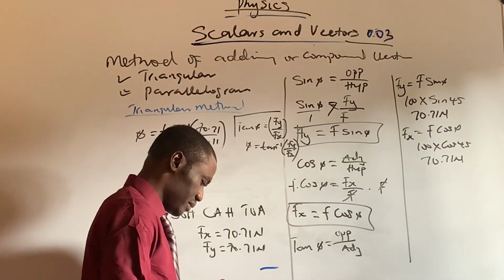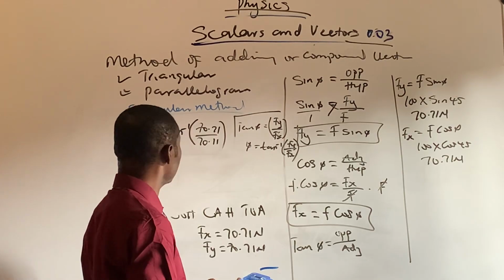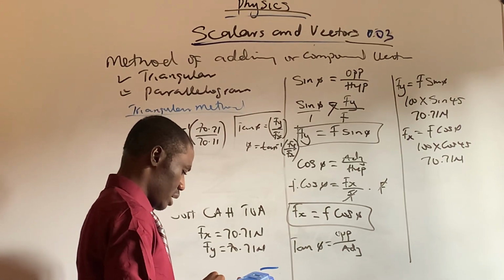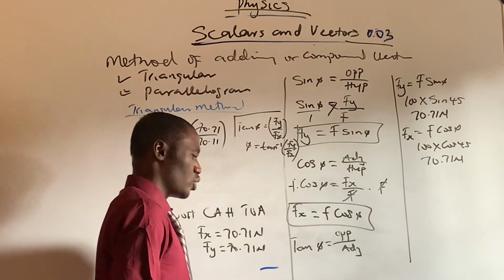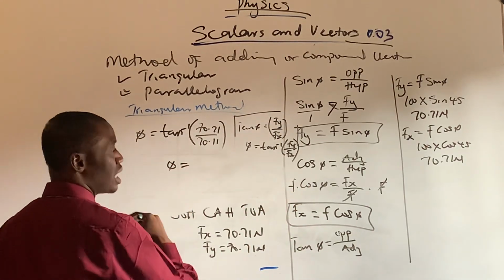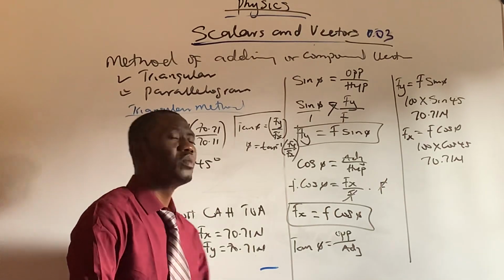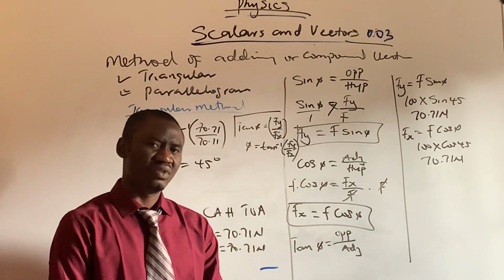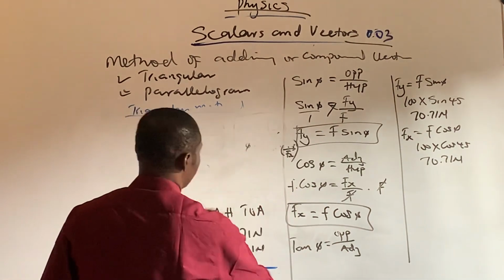Now shift tan, 70.71 divided by 70.71. All right, so you see, we can have the angle theta to be 45 degrees, which is the same angle of inclination that was given to us. Now let's look at this illustration.